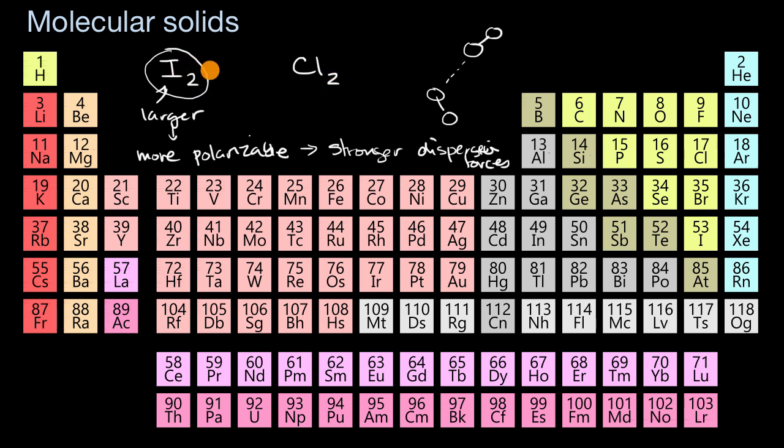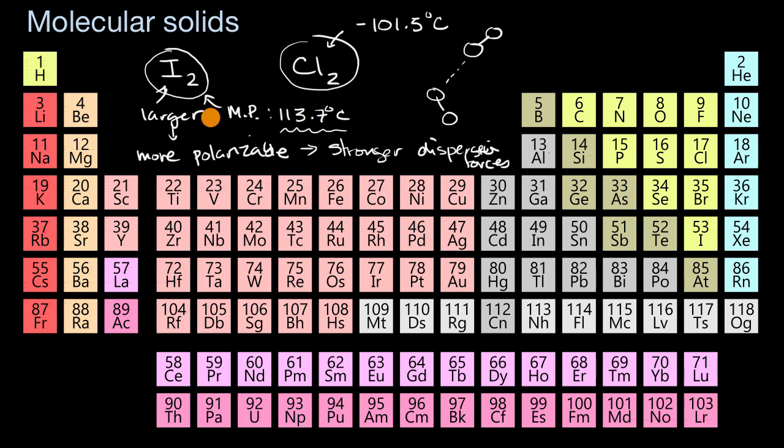And I actually do have the numbers here. The melting point of a molecular solid formed by iodine, we've already talked about that, is 113.7 degrees Celsius, while the melting point of a molecular solid formed by molecular chlorine is negative 101.5 degrees Celsius, which is very cold. And so iodine has a higher melting point because of the stronger dispersion forces. Now, as I said, those dispersion forces are still not that strong. This is still not that high of a temperature compared to melting points of other types of solids we have looked at in the past.